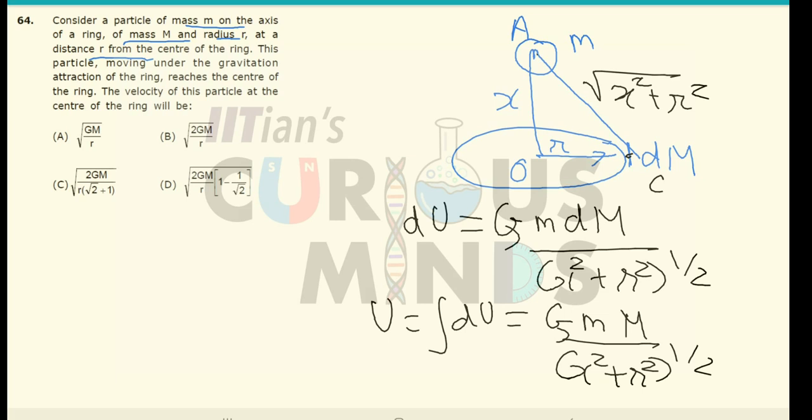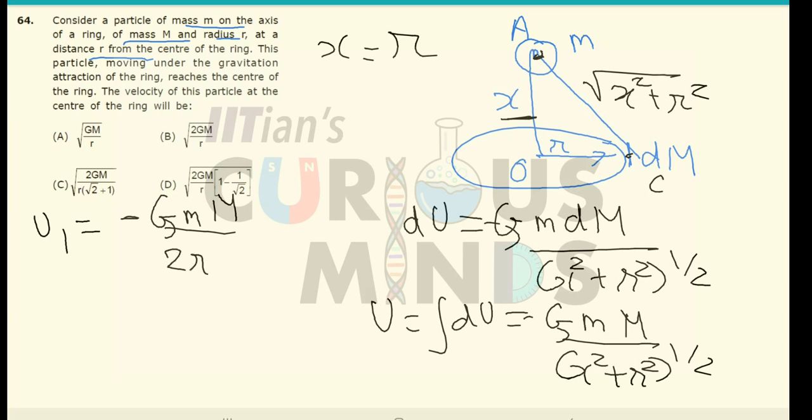Now in the first case, when the body was situated at point A, its potential energy will be equal to minus G M m divided by the root of x square plus r square. When it was situated at point A, the distance x is equal to r, so basically it will be r square plus r square raised to half, which is 2r square raised to half. So U1 will be equal to minus G M m divided by root 2 r. Let this be equation number 1.